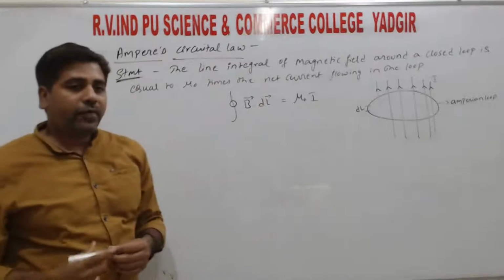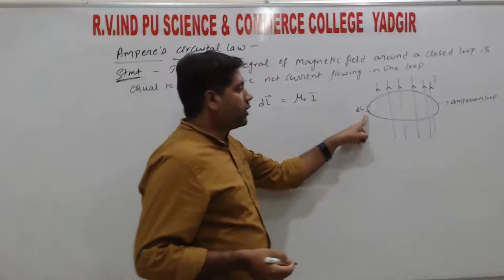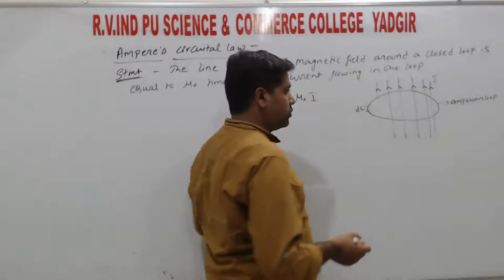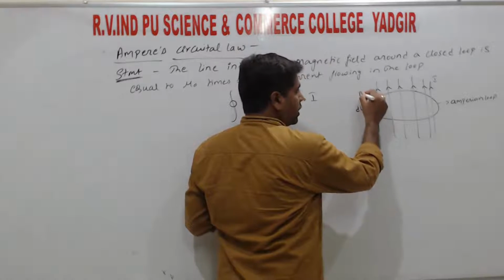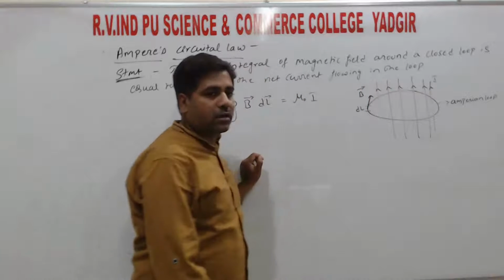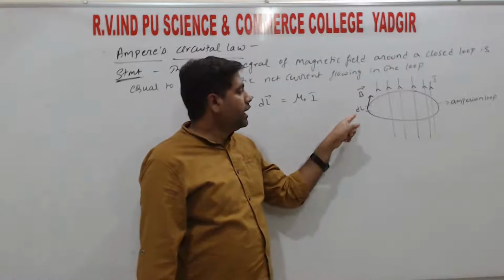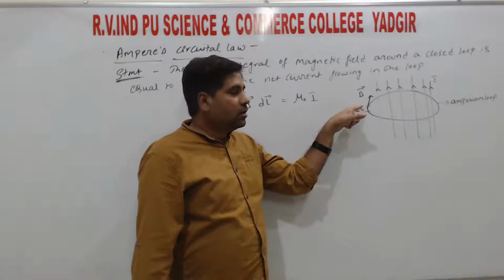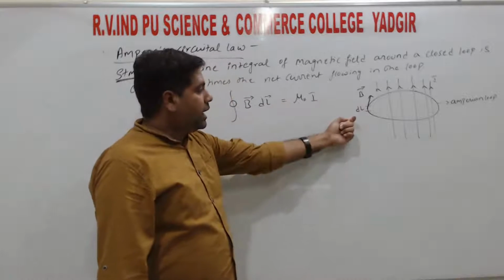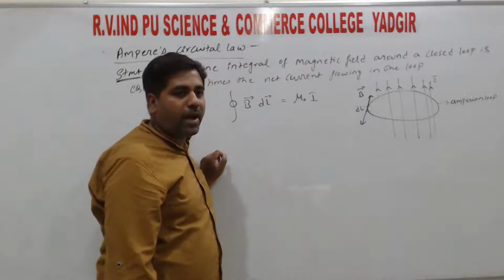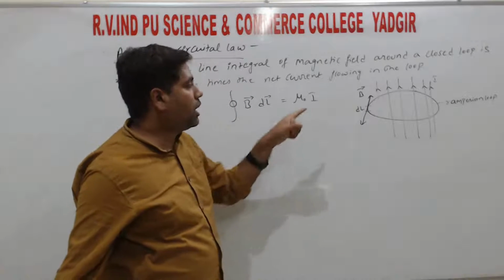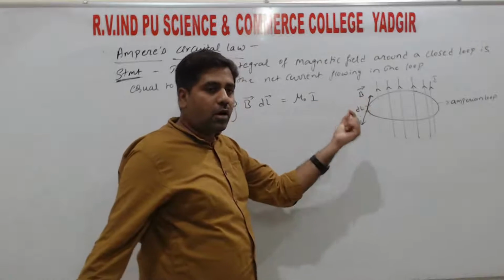So magnetic field always acts perpendicular to that of the current element. That means perpendicular means it is moving inside the board or it is coming outside the board. It depends on the direction of the magnetic field, right? So it either goes inside or comes outside.